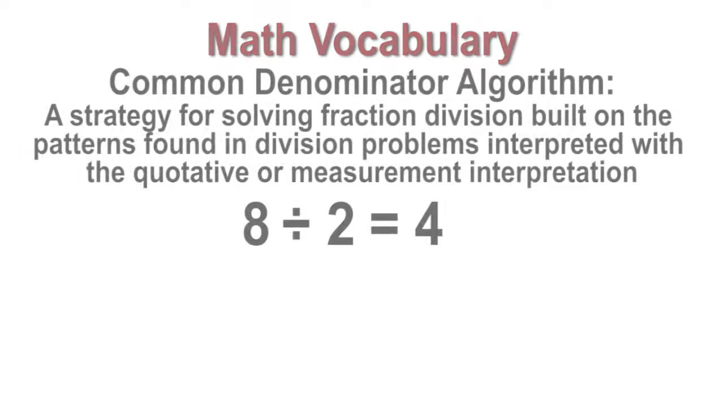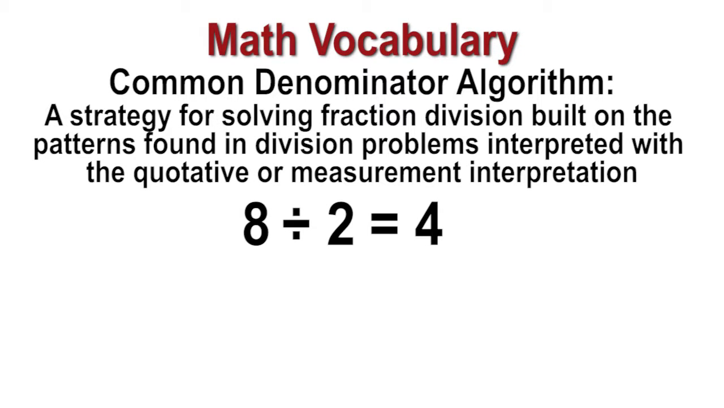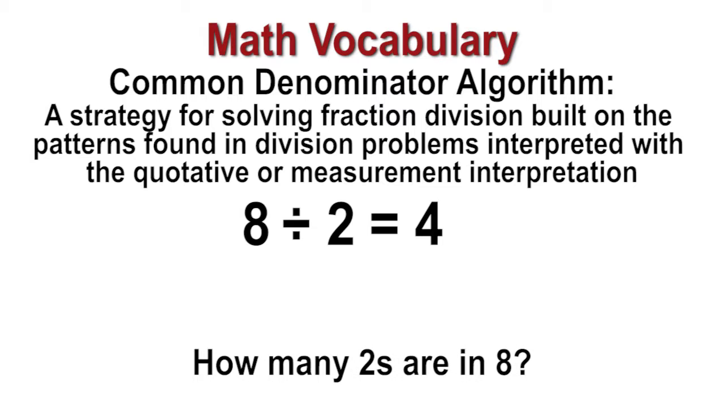The common denominator algorithm is a useful strategy for dividing fractions. In the problem 8 divided by 2, the question is, how many 2's are in 8? It is the same with fractions. In the problem 8/3 divided by 2/3, the question is, how many 2/3 are in 8/3? In both cases, the answer is 4. When the divisor and the dividend have the same denominator, we are working with the same size pieces, so the size of the pieces is not important.